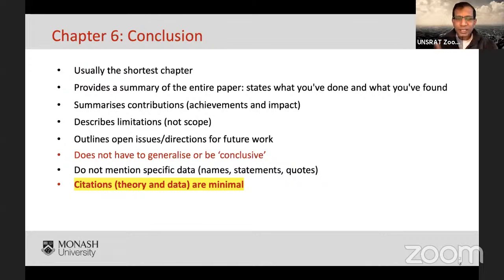in social sciences, your conclusion does not have to generalize or be conclusive. You cannot say that there was a problem, I have solved it, and this is the final solution, full stop. There is nothing else we need to worry about. We cannot say that, because in social sciences, nothing is conclusive. On one hand, that makes our job easy because we don't have to be very precise. But on the other hand, it makes our job very difficult because you still have to be very convincing without even having proven anything. So that's the conclusion.